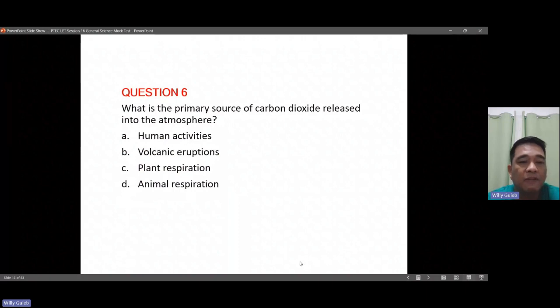Question 6, what is the primary source of carbon dioxide released into the atmosphere? A. Human activities, B. Volcanic eruptions, C. Plant respiration, or D. Animal respiration. So carbon dioxide comes primarily from human activities. Due to the increased population of the Earth over the last hundreds of years, nakita natin na yung human activities ang isa sa pinakamalaki, anthropogenic activity kung tawagin natin. Ito yung nagbibigay ng pinakamaraming carbon dioxide released into the atmosphere. Volcanic eruptions, yeah, but hindi ito kagaya noong dami ibinibigay na carbon dioxide in the atmosphere by all the other activities mentioned.